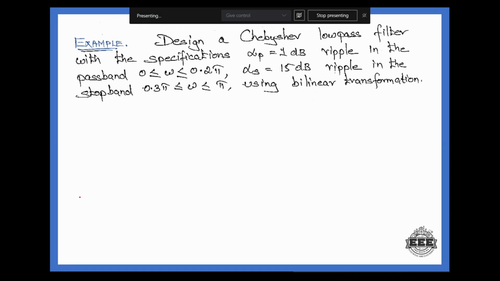So this is a university example sum. Here the given data uses the bilinear transformation. This is the one single word included in this sum. Okay, determine the Chebyshev filter. They have given alpha p, alpha s, and the frequency, which have been given in digital frequency.